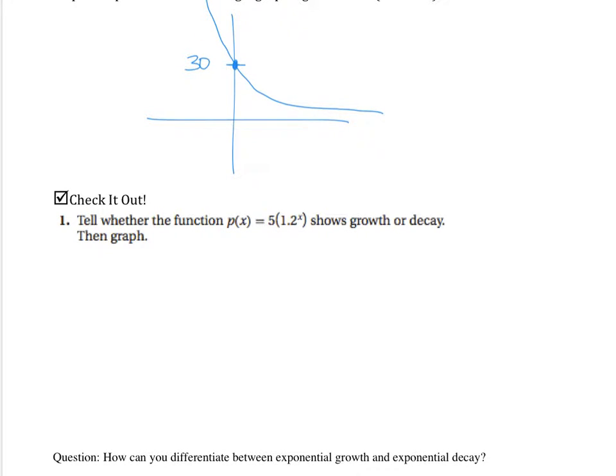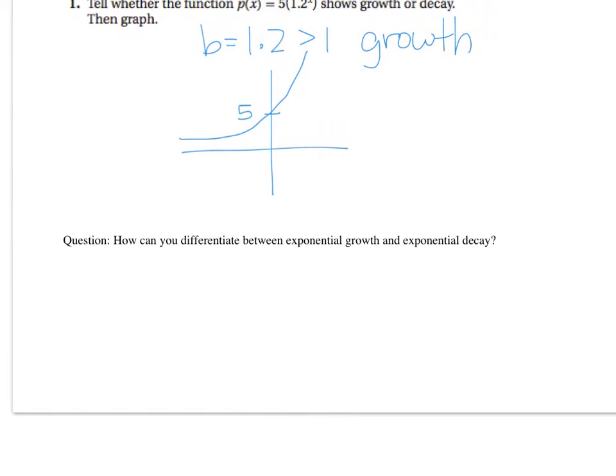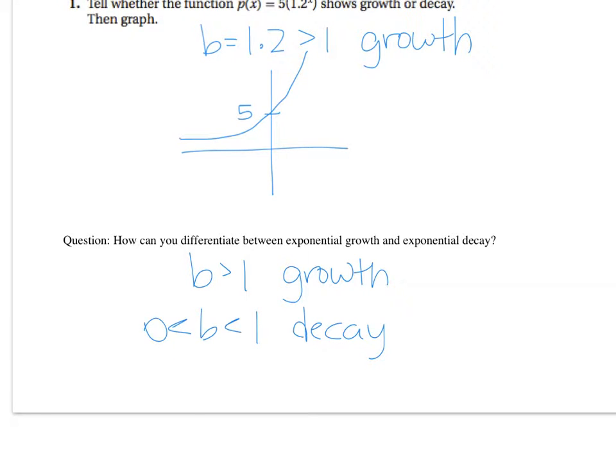So doing the check it out, my b is 1.2, greater than 1. It's growth. Graph in Desmos. Find that the y-intercept was 5. And we need to make it look like it's increasing. So how do I know if it's exponential growth or decay? If that b value is greater than 1, it's growth. If it's between 0 and 1, it's decay.